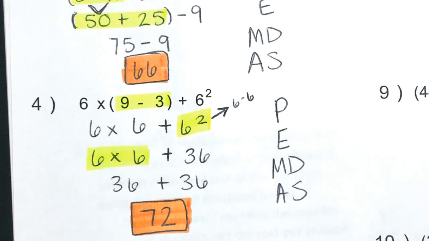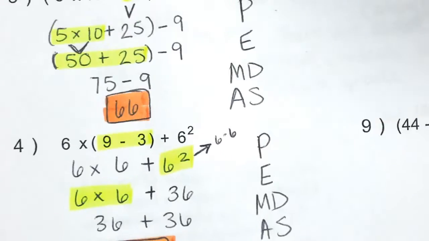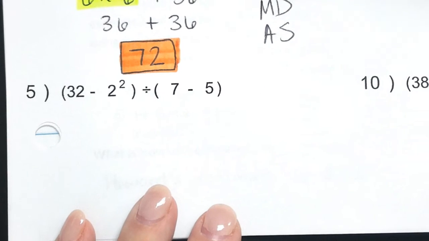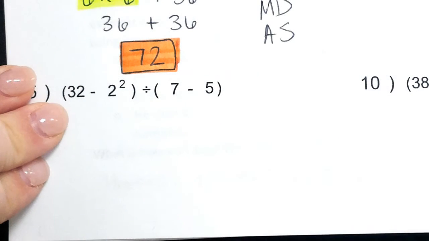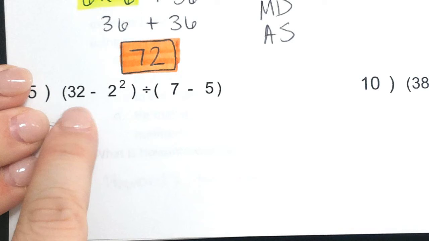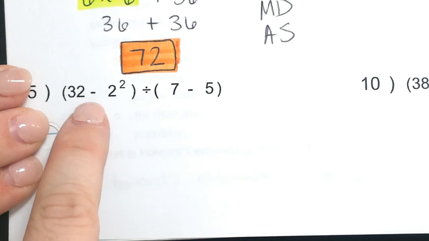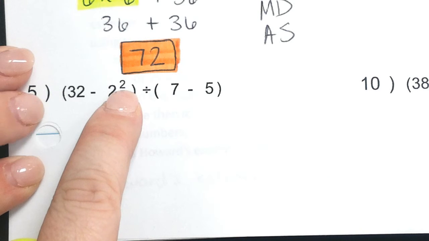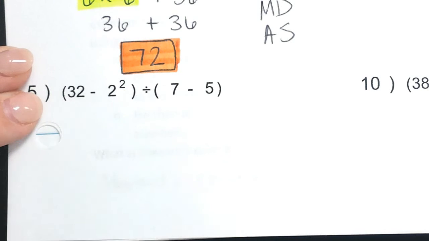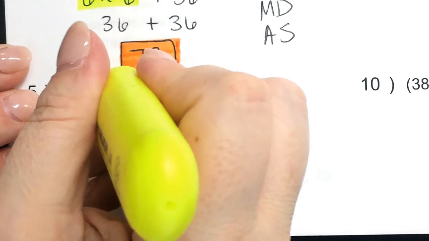Okay. Number 5. What are we going to do first here? Tyler. The first parentheses. Now inside these first parentheses, I have a minus, and this time the 2 is inside. So what am I going to do first out of those two, Madison? We're going to do the exponent.